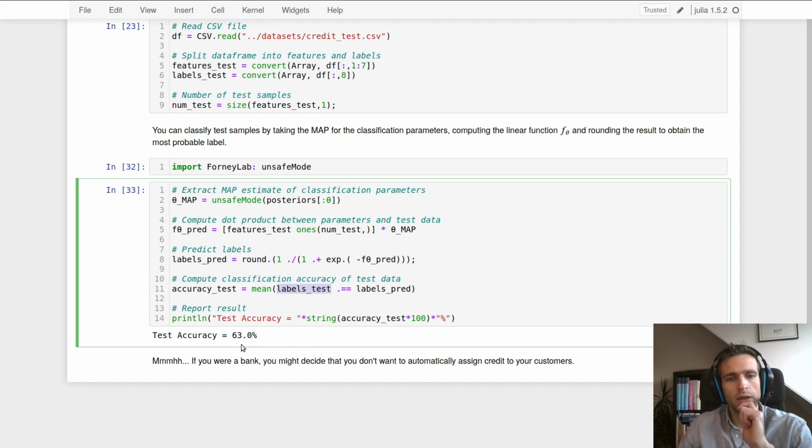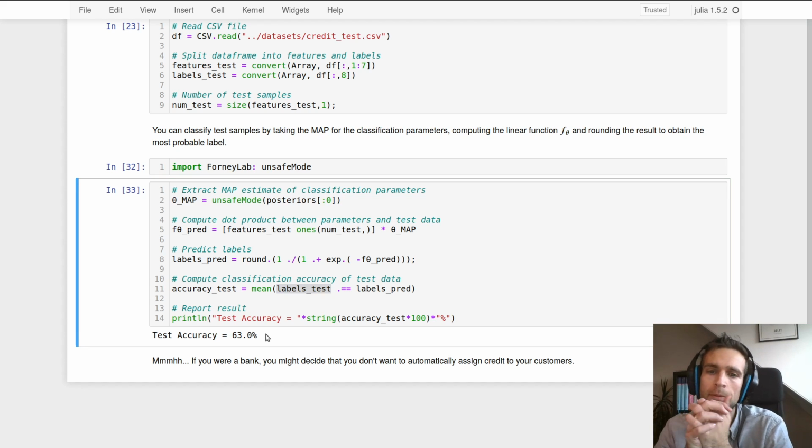shows it's on the order of 63%, which is quite low, and if you were a bank, you might at this point decide that you don't want to automate all of your experts because your model can't predict with high accuracy whether future customers should get credit or not.